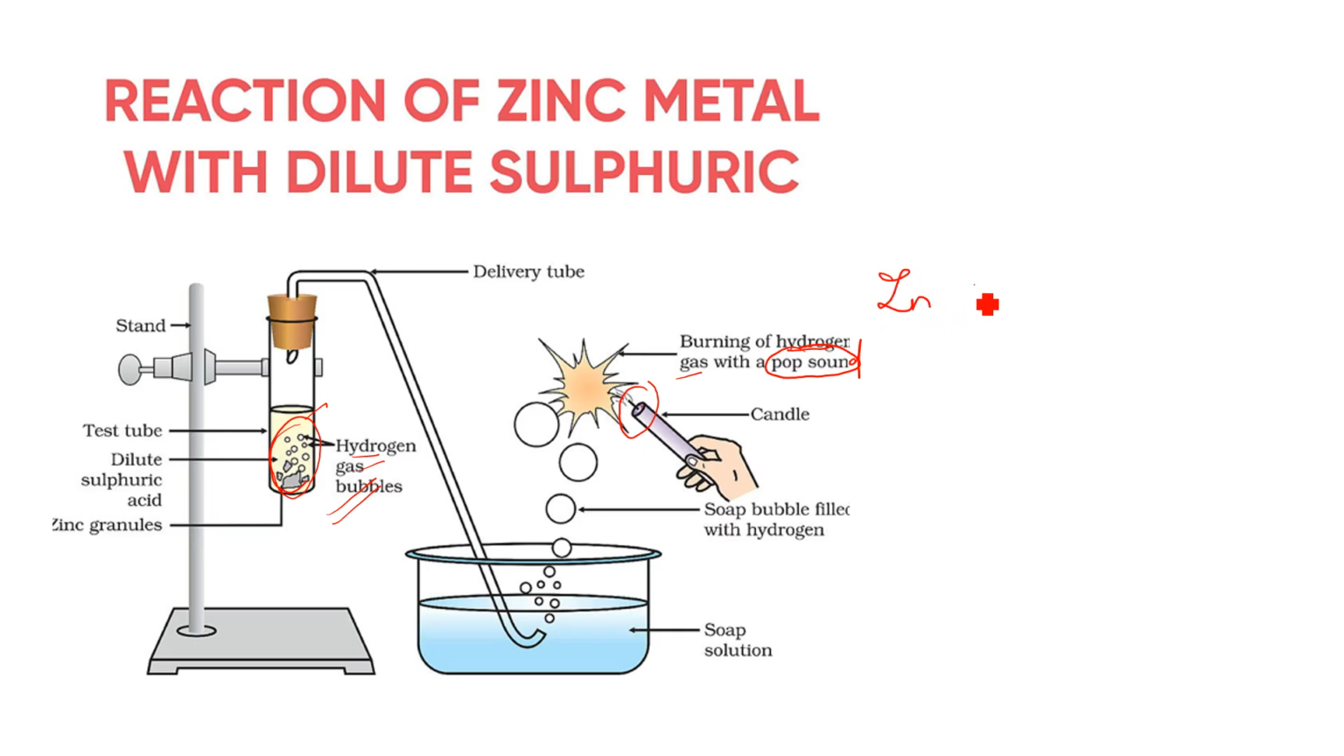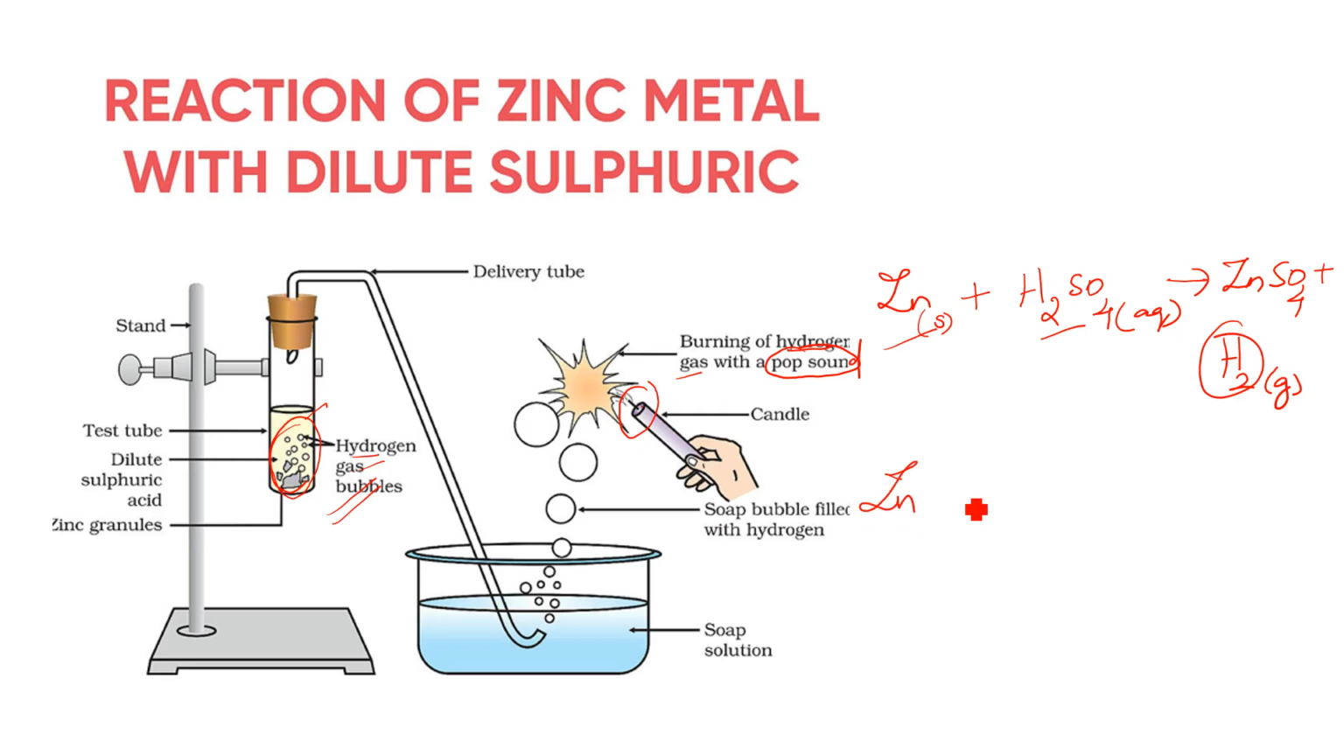So we'll write the reaction here. Zinc, that's a metal, reacts with dilute sulfuric acid. You'll get zinc sulfate plus hydrogen. Hydrogen is a gas released. So metal reacts with acid with the release of hydrogen. You can also add hydrochloric acid. Zinc reacts with hydrochloric acid. It will form zinc chloride plus hydrogen gas.